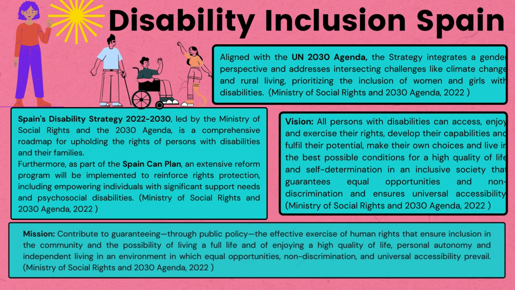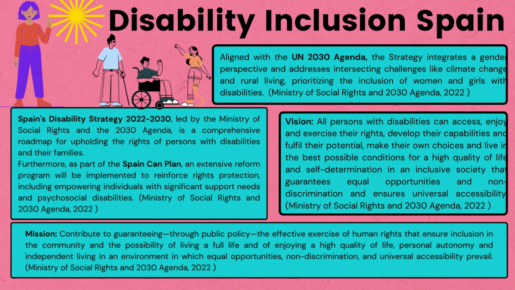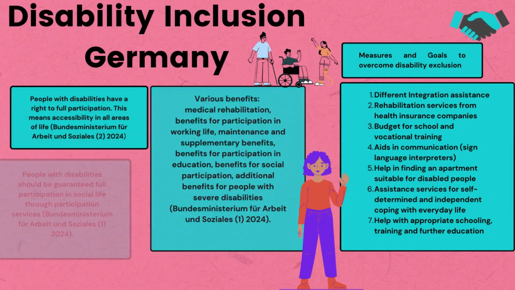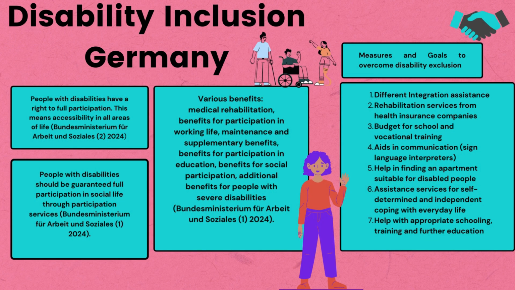Disability inclusion in Spain follows the Spain CAN plan, prioritizes the inclusion of women and girls with disabilities, addresses intersecting challenges, and aims to uphold the rights of persons with disabilities through comprehensive reforms. Meanwhile, in Germany, the focus is ensuring the full participation of people with disabilities, involves providing comprehensive accessibility and participation services across various aspects of life, including medical rehabilitation, employment, education, and social engagement. As you can see, there are 7 strategies to overcome disability exclusion.